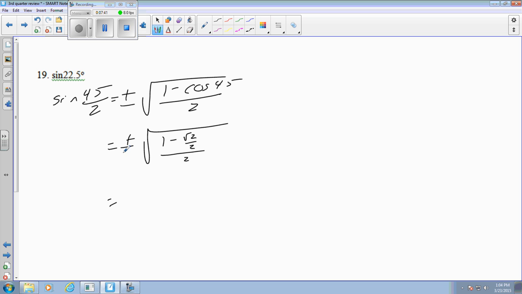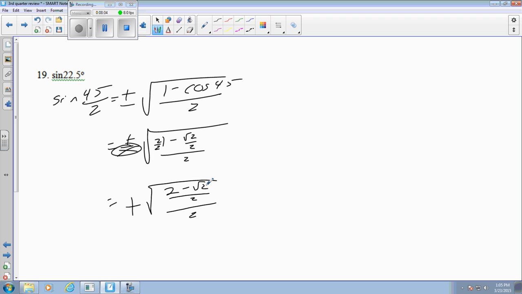I'm going to skip the minus sign this time. We know the sign is positive in the first quadrant, so I'm going to drop the negative here because we know that it's going to be positive. And I'm going to write 1 as 2 over 2 so I can do my common denominator. So I'm going to have 2 minus the square root of 2 divided by 2, all divided by 2.